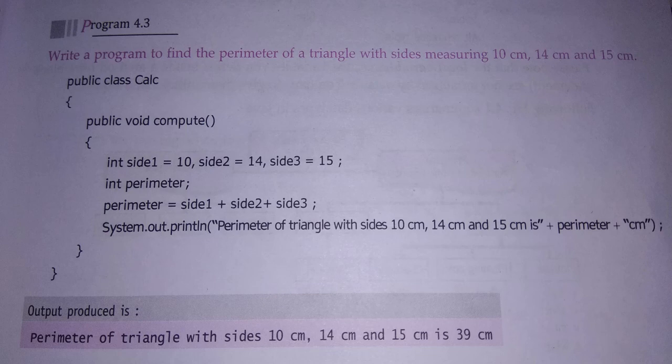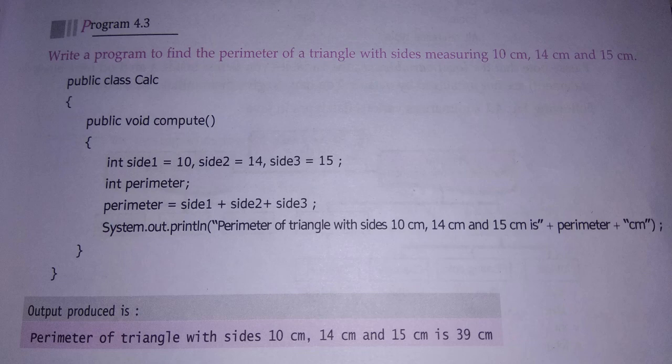How will we calculate? You know that the perimeter of a triangle is equal to the sum of all the sides. So we will write the formula. Perimeter is equal to side1 plus side2 plus side3. It means it will add the values of all three sides, that is, 10 plus 14 plus 15. After the calculation I want to print it also, otherwise how will the user know that I have calculated the answer?